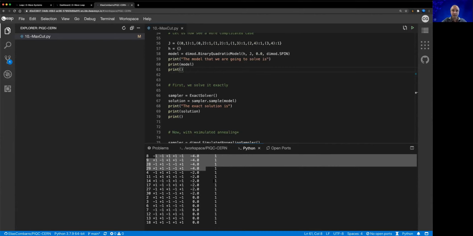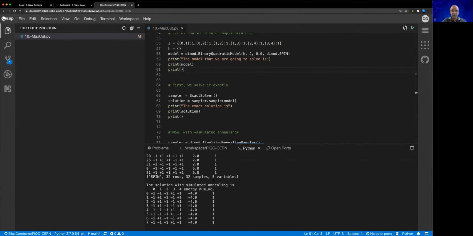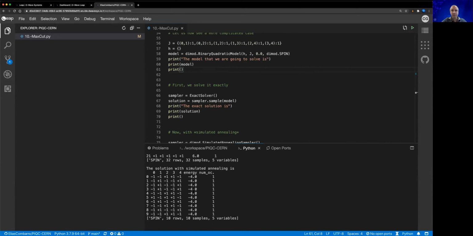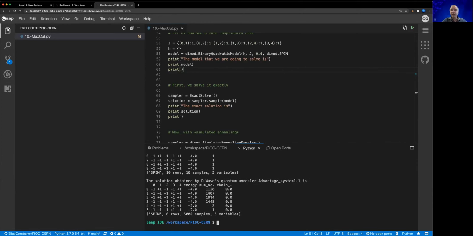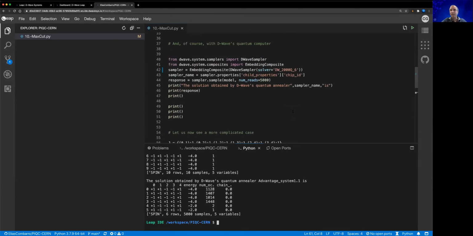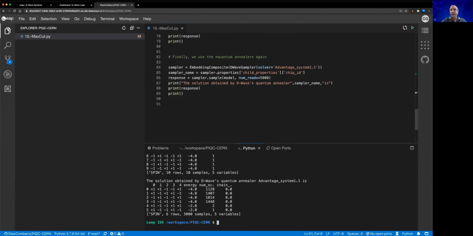We are aiming to find an energy of -4 also with the simulated annealing, and we obtain it for the 10 different executions. And again, we execute with the quantum annealer, in this case the one that has 5,000 qubits, and you see here that most of the time it has obtained the correct solution, but in 3 out of the 5,000 executions that we did, we obtained a solution which is not optimal. Okay, so this is something that can happen.